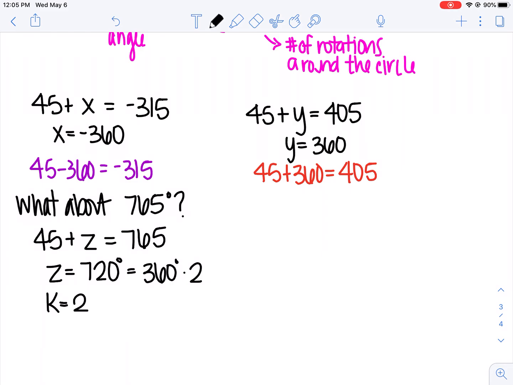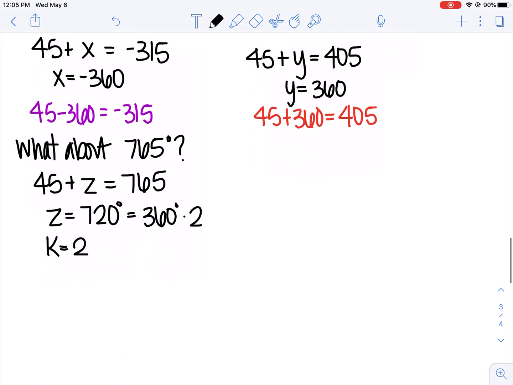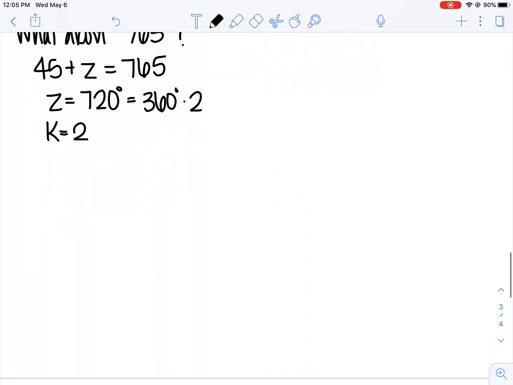In the grand scheme of things, the k doesn't matter. It's just getting the idea that all of these angles start in the same place and they end in the same place. They might go around the circle in a different direction, or they might go around the circle more than once. So let's go over some examples, because today we're just focusing on degrees.